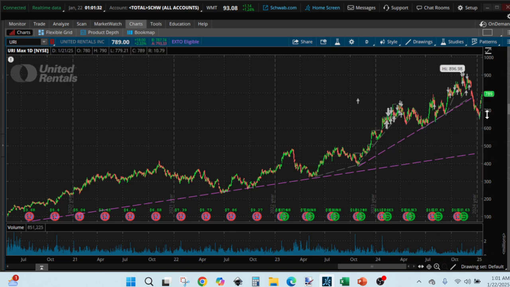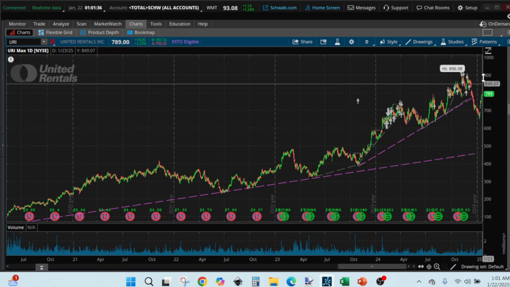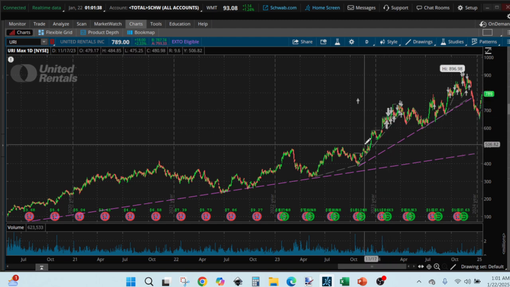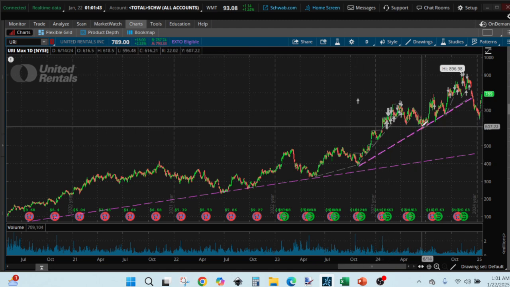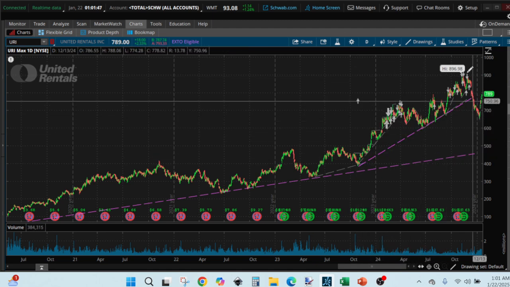If it decided to just pull back halfway and start going up from there, well, it's doable, because that's what it did here. It pulled back about halfway and then started going up from there.